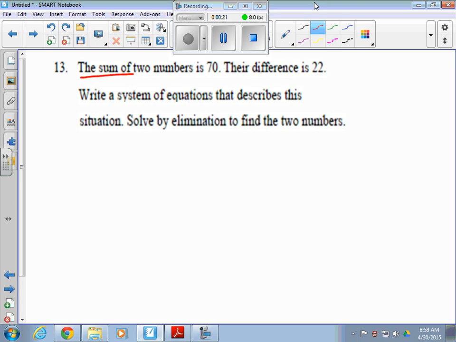So the first situation says the sum of two numbers. You need to know that the word sum means to add the two numbers. You don't know what either one of these numbers is, so you need to represent one of them with x and one of them with y, and again, sum means to add them up. It says their sum is 70. The second description says their difference is 22. So you need to know that difference is minus: x minus the same number that you don't know, y. That's what difference means, is 22.